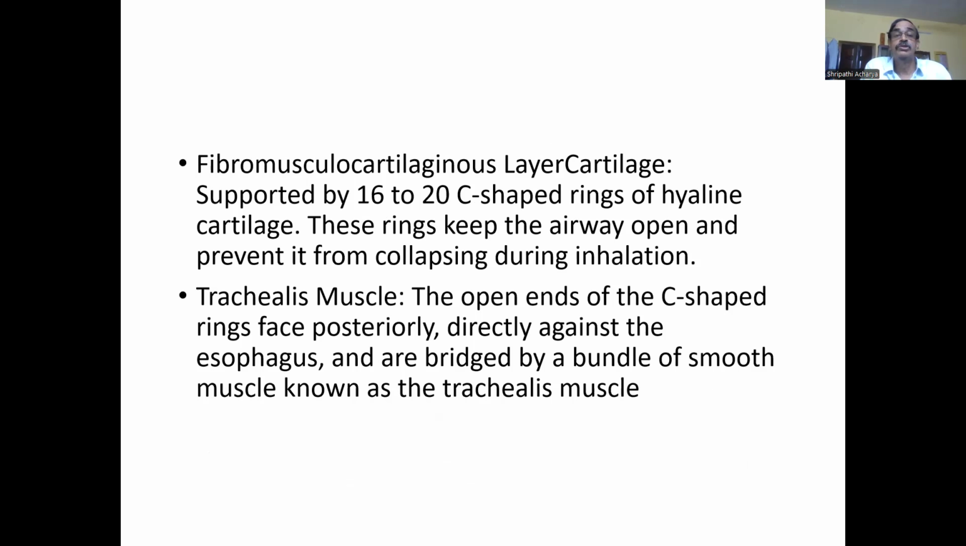Fibromuscular cartilaginous layer, cartilage, supported by 16 to 20 C-shaped rings of hyaline cartilage. These rings keep the airway open and prevent it from collapsing during inhalation. Trachealis muscle. The open ends of the C-shaped rings face posteriorly, directly against the esophagus, and are bridged by a bundle of smooth muscle known as the trachealis muscle.